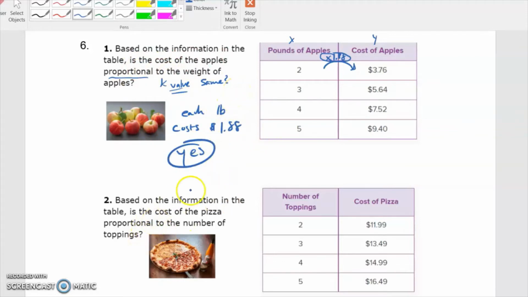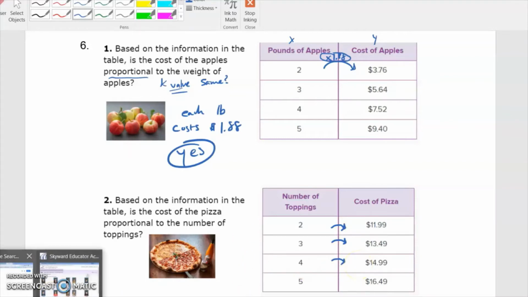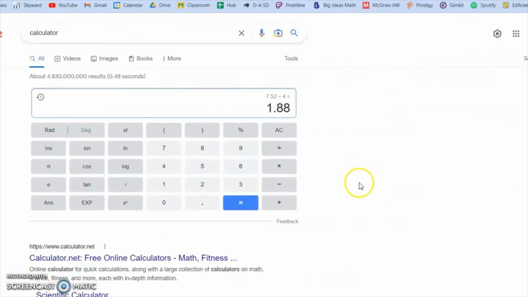Okay. Kind of the same idea for the second part. Is the cost of the pizza proportional to the number of toppings? Okay, so it's got 2, 3, 4, and 5 toppings, and it's got different prices there. Let's check and see. What are we multiplying by to get from my x to my y? Do I have the same k-value here? Here you go. Just bring out my calculator.